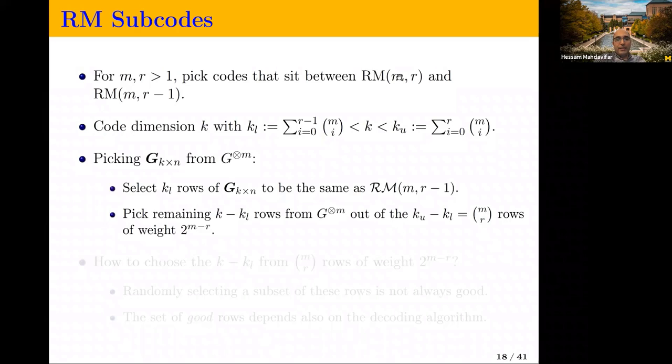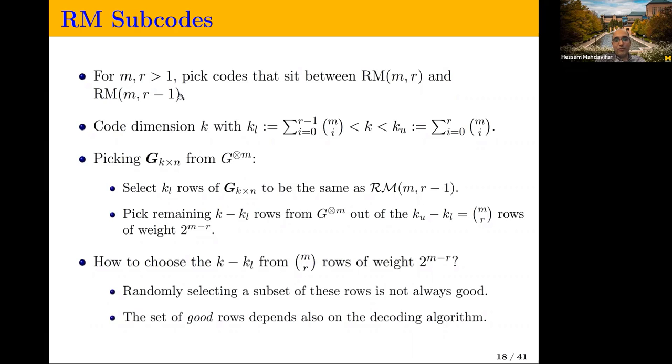If you want to pick the generator matrix, we pick all the rows corresponding to the lower order Reed-Muller code, and for the remaining rows, I have to choose from the K_U minus K_L rows that are in the RM(r, m) Reed-Muller code but are not in RM(r-1, m), okay? So the question is how to choose those rows.